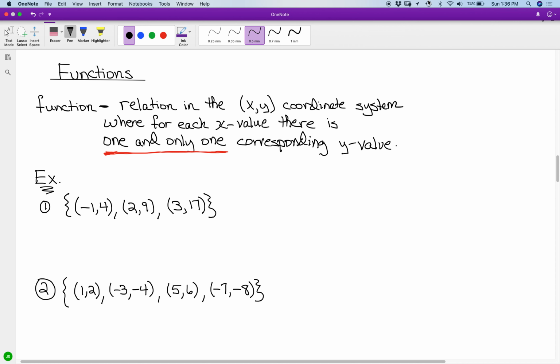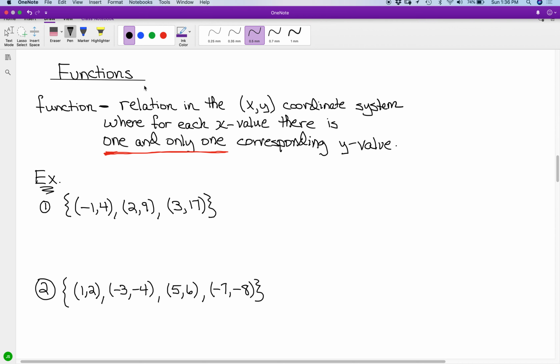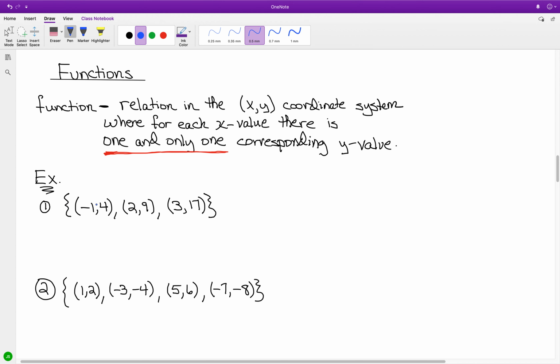A common introductory way of presenting functions is through sets of ordered pairs. And we have a case here. We have a set of 3 points, or 3 ordered pairs: (-1, 4), (2, 9), and (3, 17). If you notice, with our x values, -1 is paired up only with 4, 2 is paired up only with 9, and 3 is paired up only with 17. So we do have the condition for a function met, and that is that for each of these x values, there is only one corresponding y value.